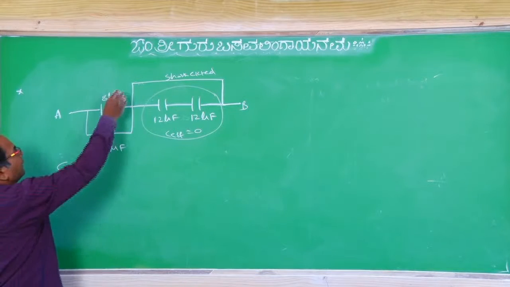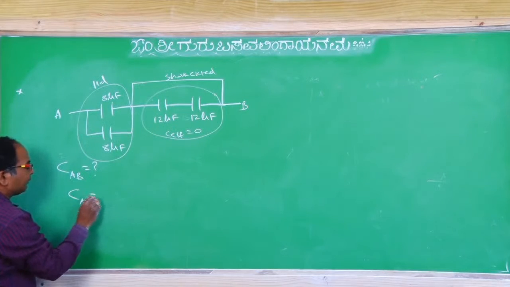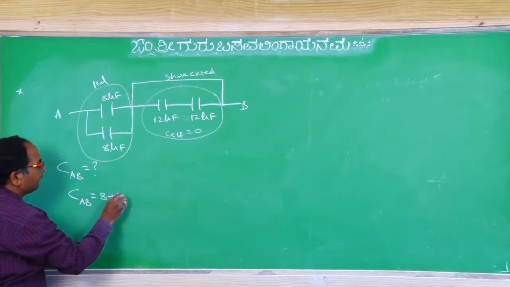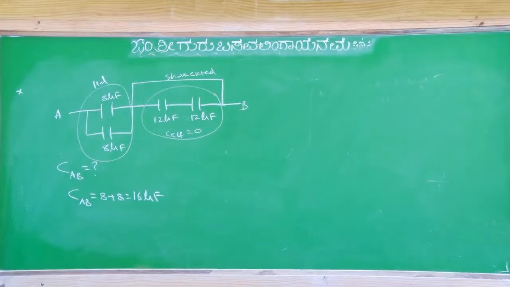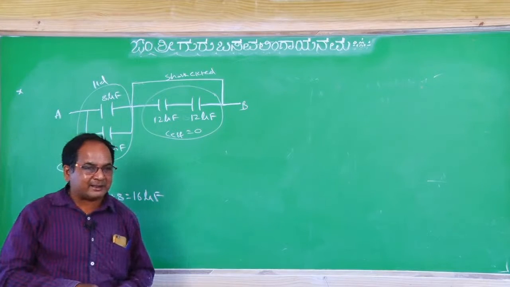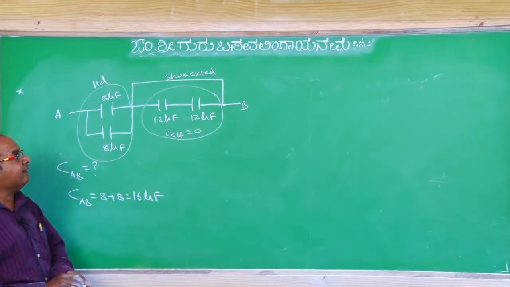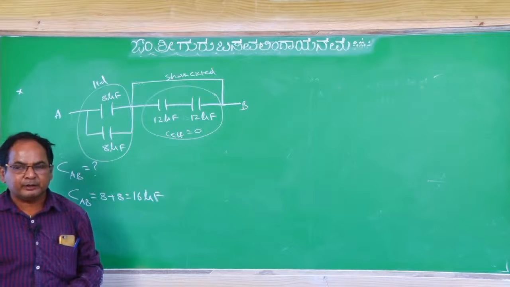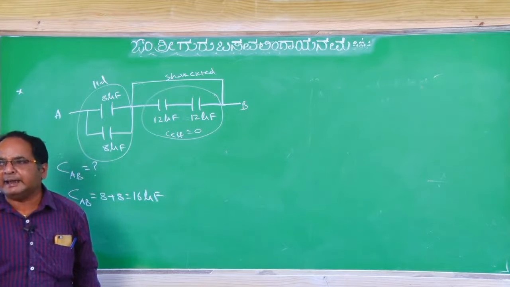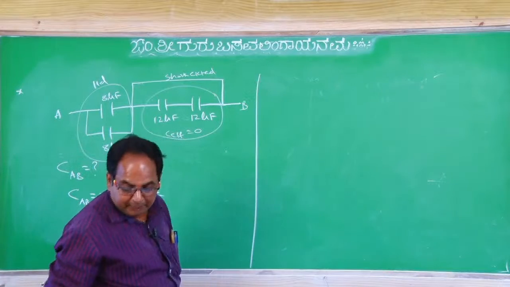So only these two are there. These two, how are they connected? Parallel. So CAB is equal to, parallel combination means what? C1 plus C2. So 8 plus 8, how much? 16 microfarad. Parallel. Resistances in parallel are different, so for capacitance in parallel, C1 plus C2. Understood this one? Anywhere a direct line like this is there, direct line means what? Short circuit. Short circuit means the capacitance will become ineffective, inactive. So we may ignore that capacitance.